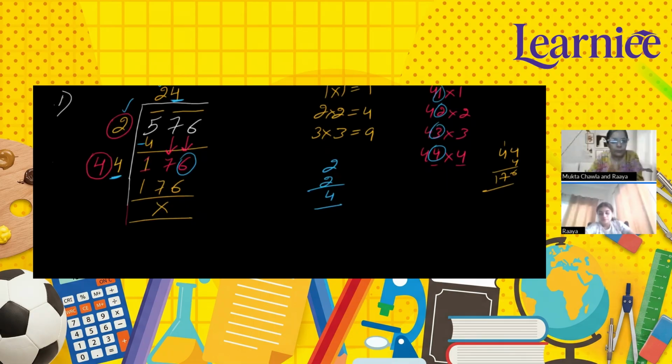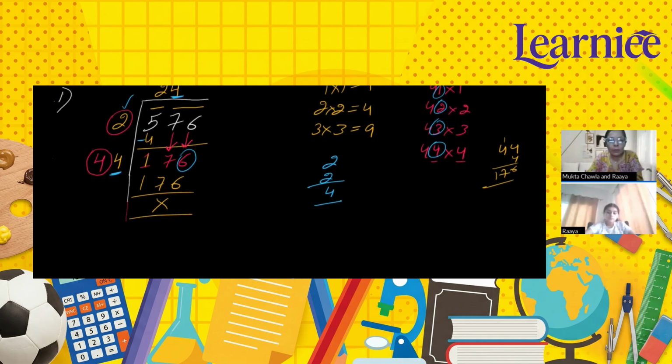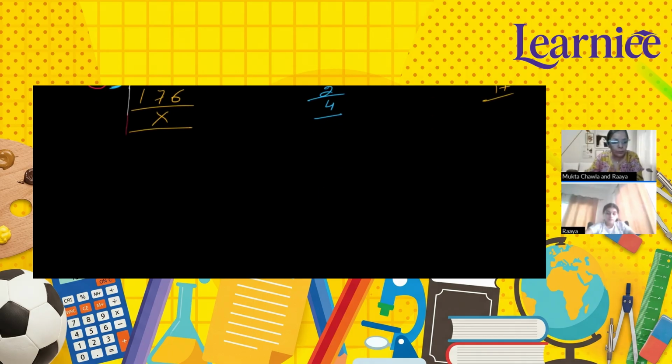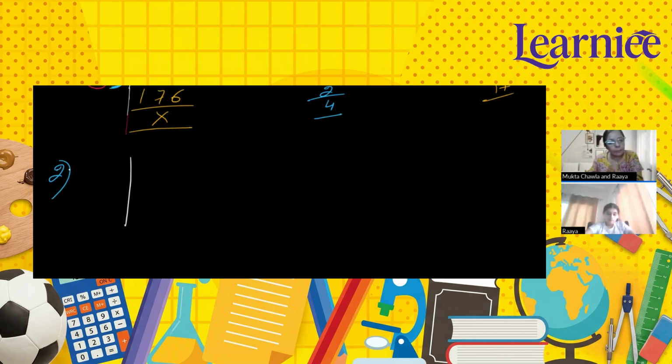This is for an odd number of digits. 576 in total has 3 digits, an odd number, so the first digit will remain single and the rest of the 2 digits will be taken in pair. Now the second one I'm giving is 1444.